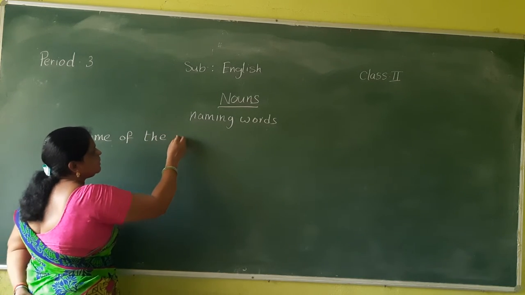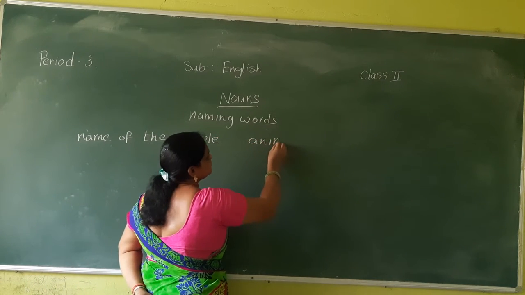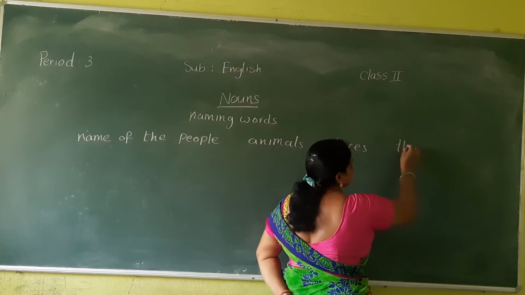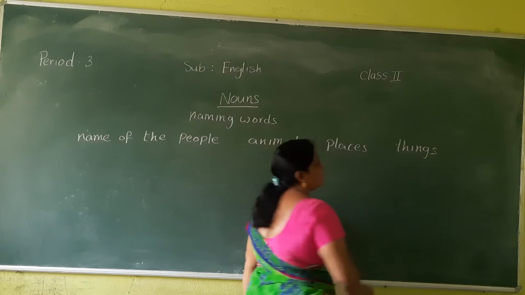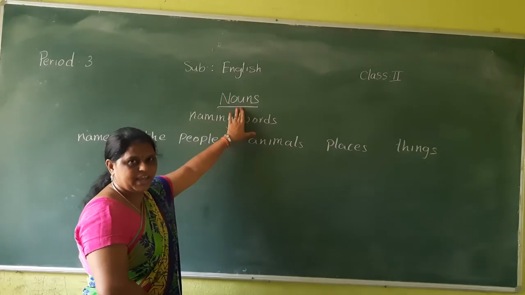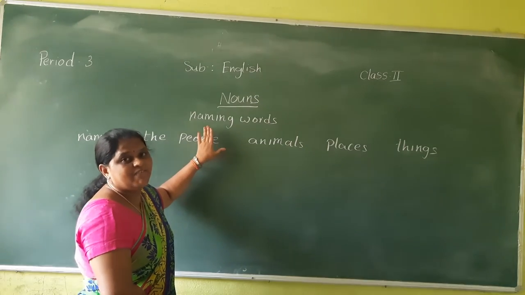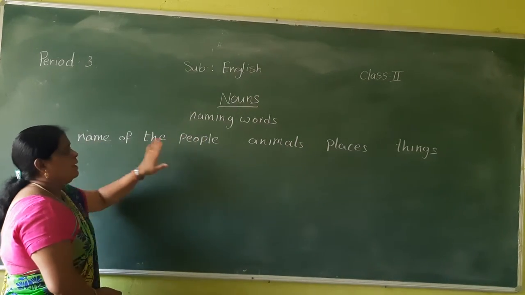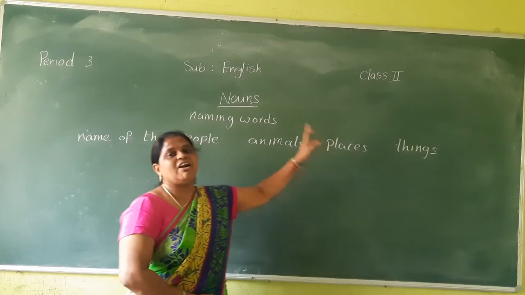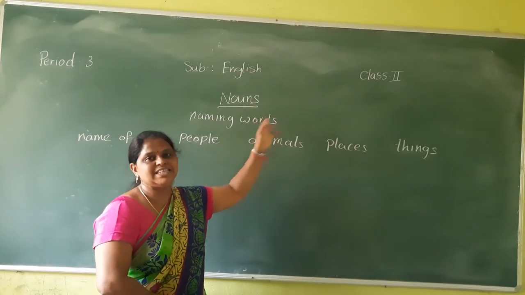People, animals, places and things. These are called naming words. These naming words are called nouns. Okay? So, what are the nouns? Nouns are the naming words. Okay. What are the naming words? The names of the people, animals, places, things. These are called naming words. These naming words are called nouns.